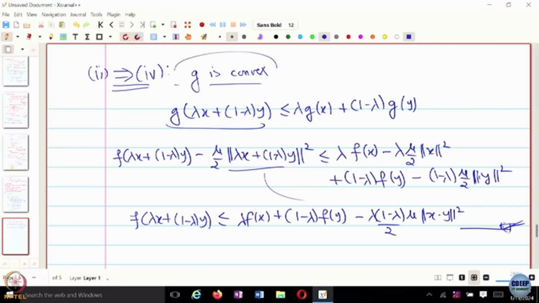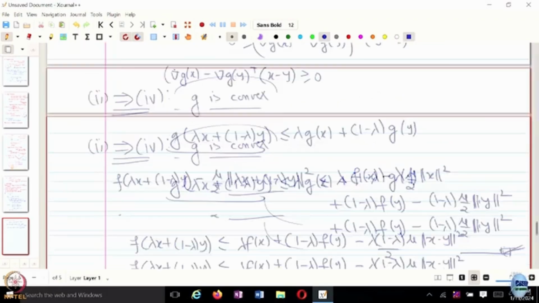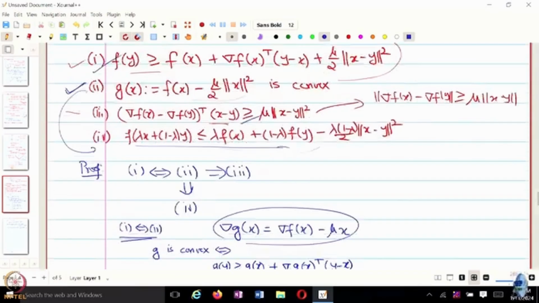As I said, this particular definition of strong convexity is often used in proving other results about strong convexity. Any questions on this? Yeah.